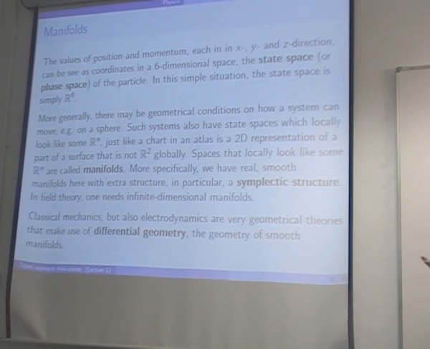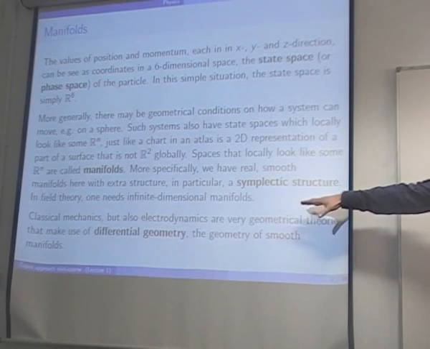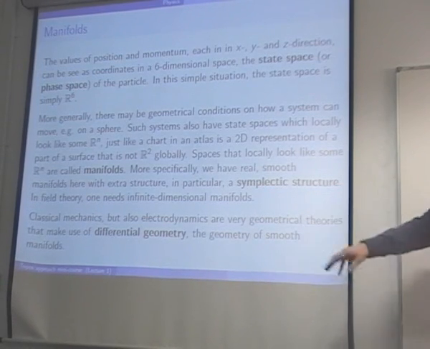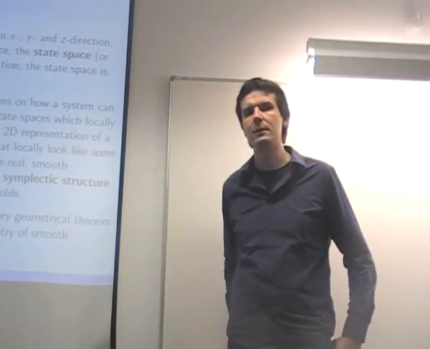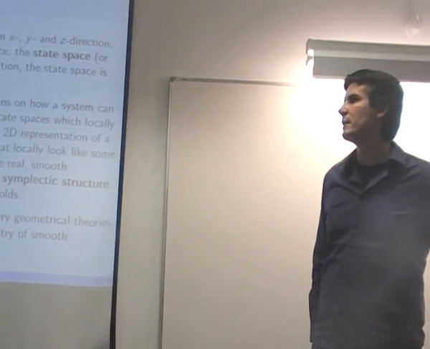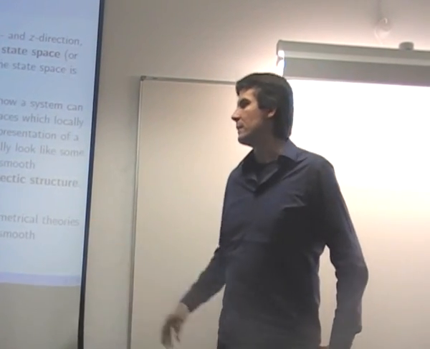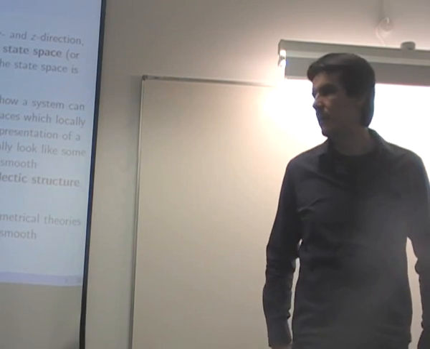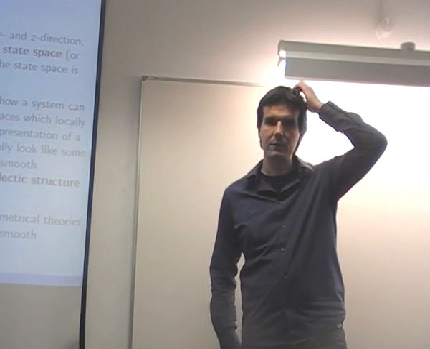If you go to field theory, you obviously need infinite dimensional manifolds. This is not an easy subject, but you can handle it. Actually, even in Lagrange mechanics, when you talk about variational principles of paths, you have to go to infinite dimensional manifolds, which usually is not spelled out. Classical mechanics, but also electrodynamics, are very geometric theories that use a lot of differential geometry. That's the geometry of smooth manifolds.